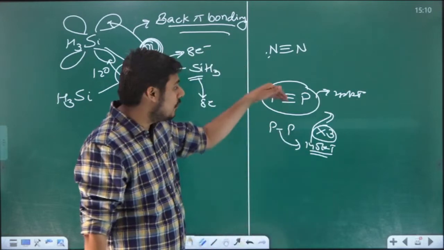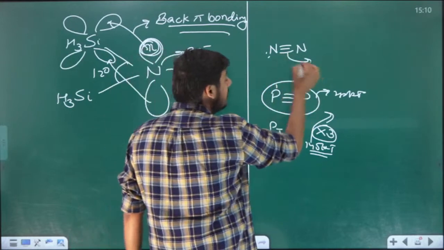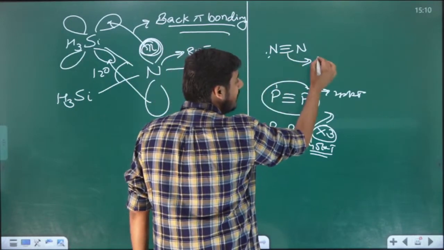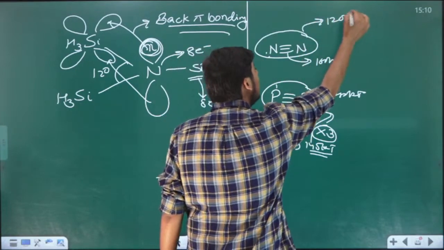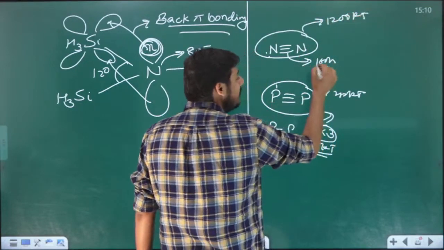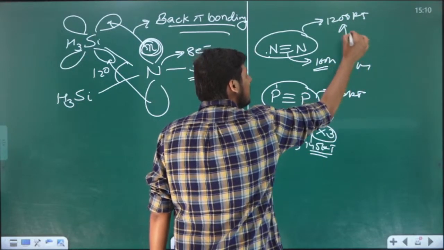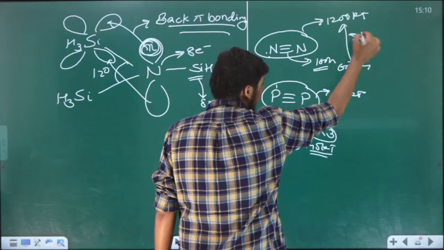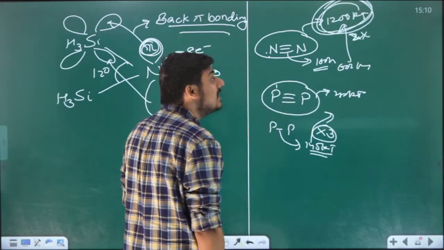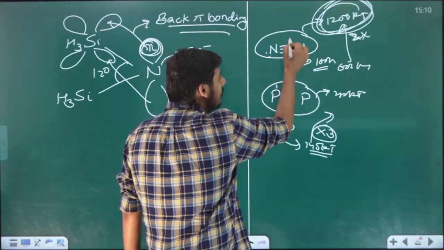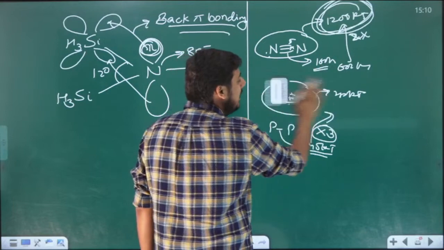If there is 3 bond formation, at least the energy must be thrice. In case of nitrogen, a single bond energy is somewhere around 160 kilojoule, whereas the N2 molecule is around 1200 kilojoules. Thrice of 160, or you can say 200 thrice, is basically 600 kilojoules. This is twice the expected energy, meaning extra stability. Nitrogen is getting extra stability because of these two pi bonds, whereas phosphorus is not getting any extra stability at all.